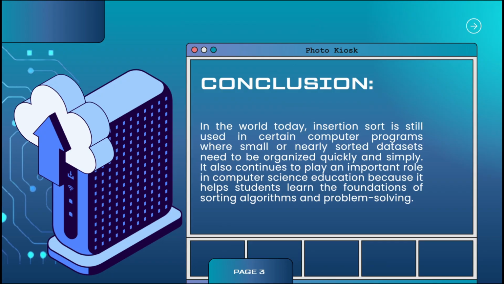So here's our final conclusion. In the world today, insertion sort is still used in certain computer programs where small or nearly sorted datasets need to be organized quickly and simply. It also continues to play an important role in computer science education because it helps students learn the foundations of sorting algorithms and problem solving.